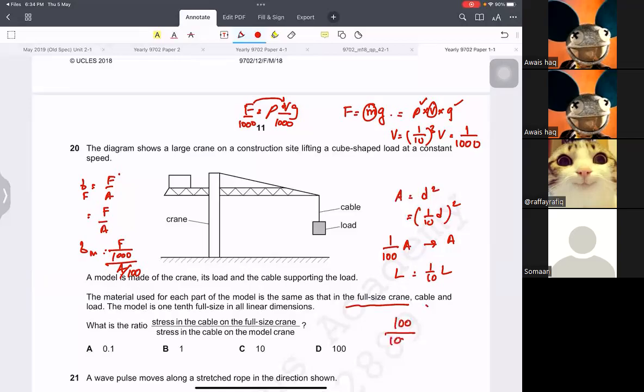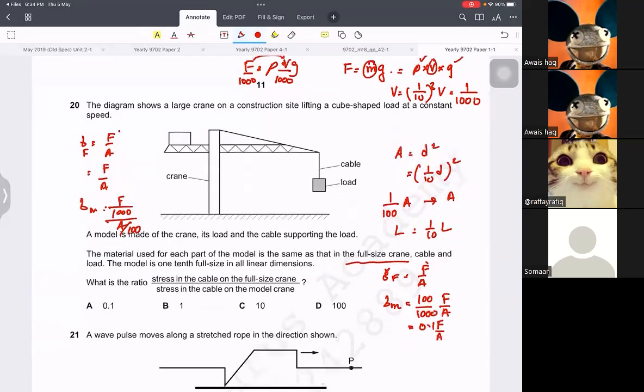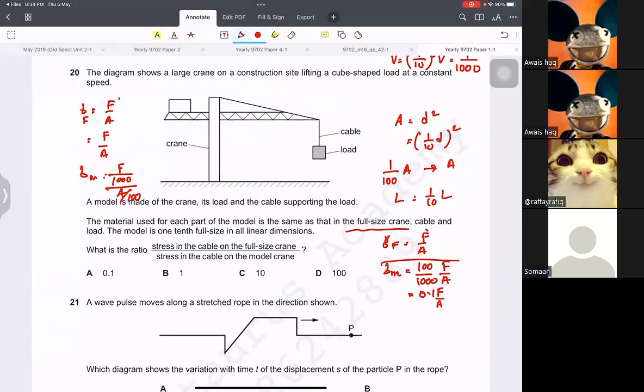Now we can check it out. So 100 divided by 1000. Okay. So the actual crane and the model will be 100 divided by 1000 force over area. So that makes it 0.1 force over area. Okay, now we take the ratio. So 1 upon 0.1 is 10. Has to be 10. Very difficult question. Has to be C then.